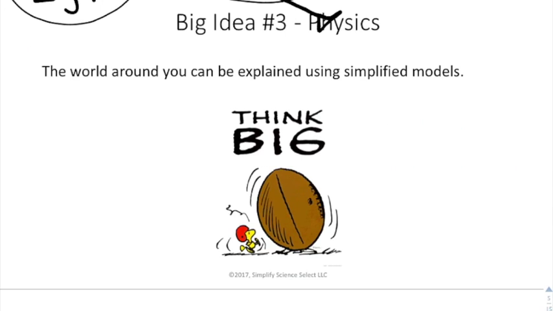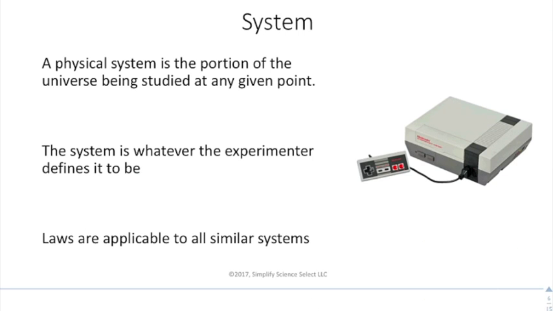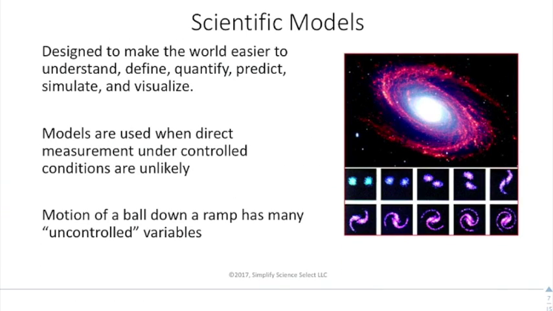So we come to big idea number 3. The world around you can be explained using simplified models. So, system. We've already described this. A system is any portion of the universe that's being studied. The system is whatever the experimenter wants it to be, and laws are applicable to all of them.